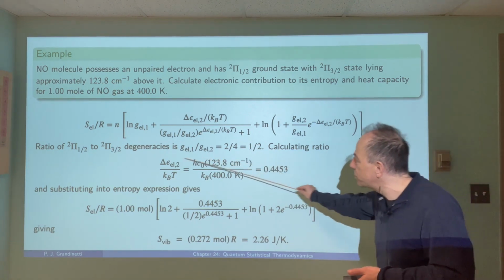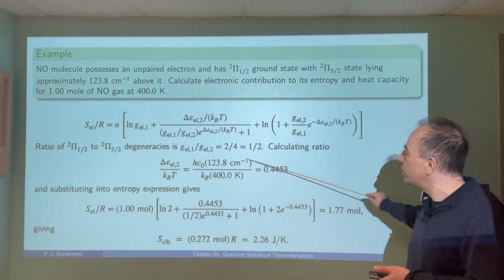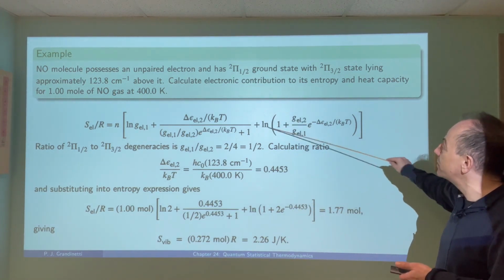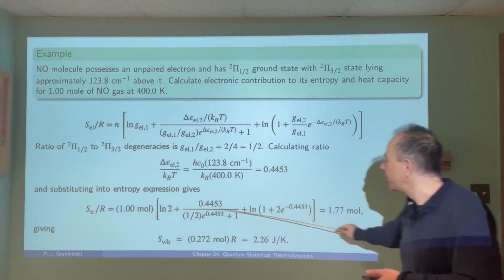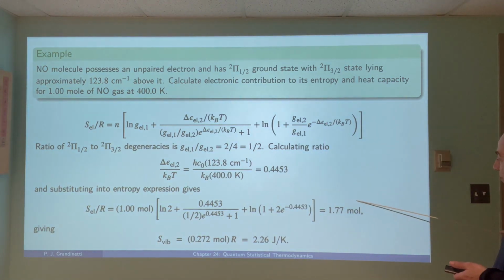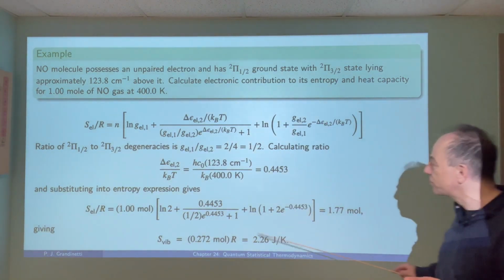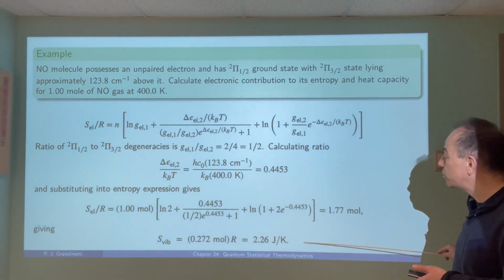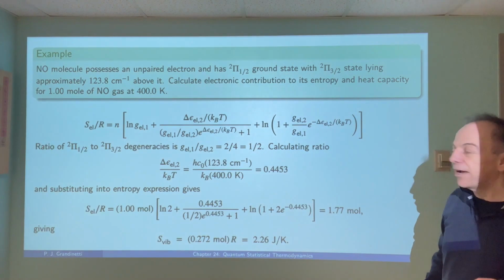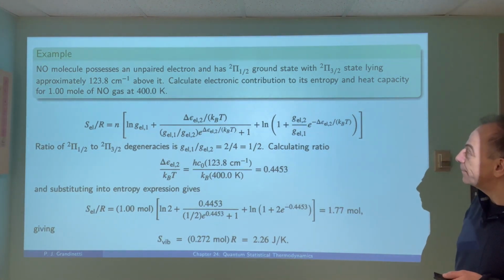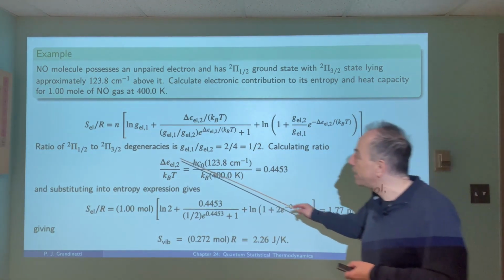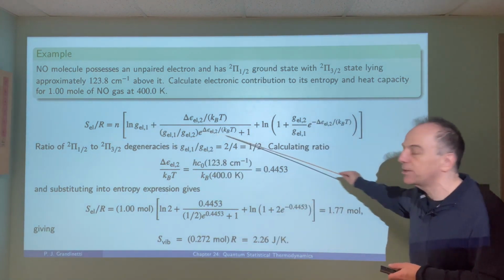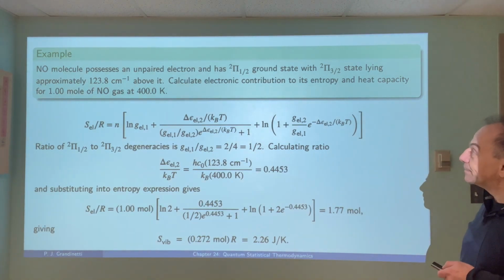Then we calculate the ratio for the energy over kBT, which is this term here, which is 0.4453. Plugging those into the entropy expression, we get this expression here. You can work this out yourself. You should get 1.77, which is the entropy divided by R, multiply times R, and you get 2.26 joules per Kelvin for the entropy contribution here. Okay, so remember there's an entropy contribution from the ground state, which comes from this degeneracy term, and then this is the contribution from the excited state.